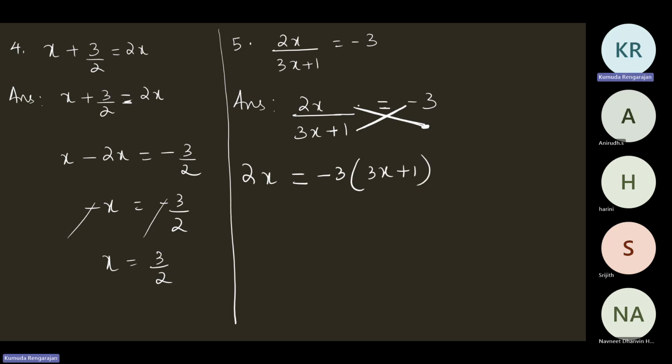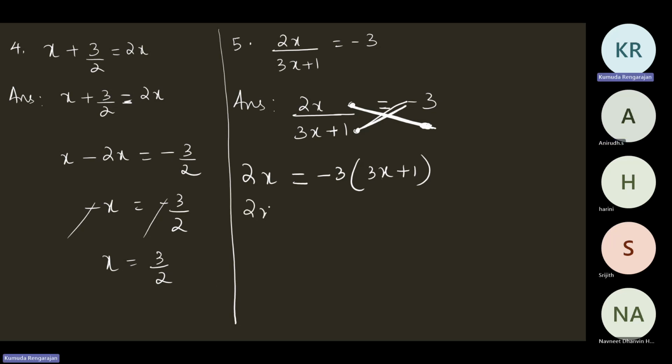Multiply this with this. That is the numerator here with the denominator on the opposite side, and the denominator here with the numerator on the opposite side. Cross multiply. So 2x is equal to minus 3 into 3x plus 1. See, minus 3 into 3x plus 1. Is this understood? Yes, ma'am.